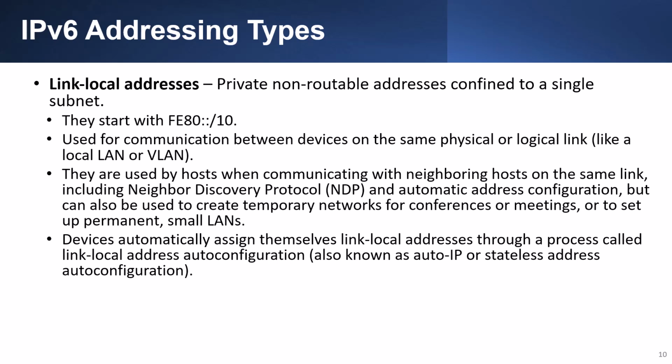Link local addresses are private non-routable addresses confined to a single subnet. They start with FE80::/10. They're used for communications between devices on the same physical or logical link, like a local area network or VLAN. They're used by hosts when communicating with neighboring hosts on the same link, including Neighbor Discovery Protocol, or NDP, and automatic address configuration. They can also be used to create temporary networks for conferences or meetings, or to set up a permanent small LAN.